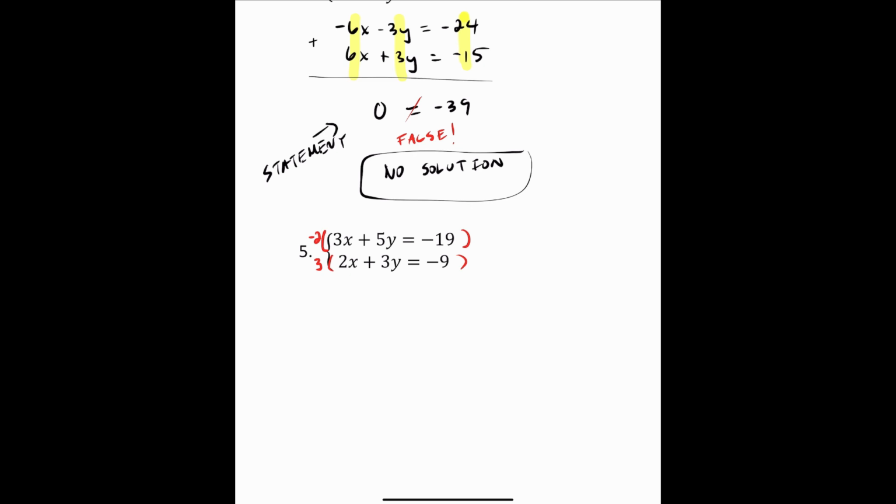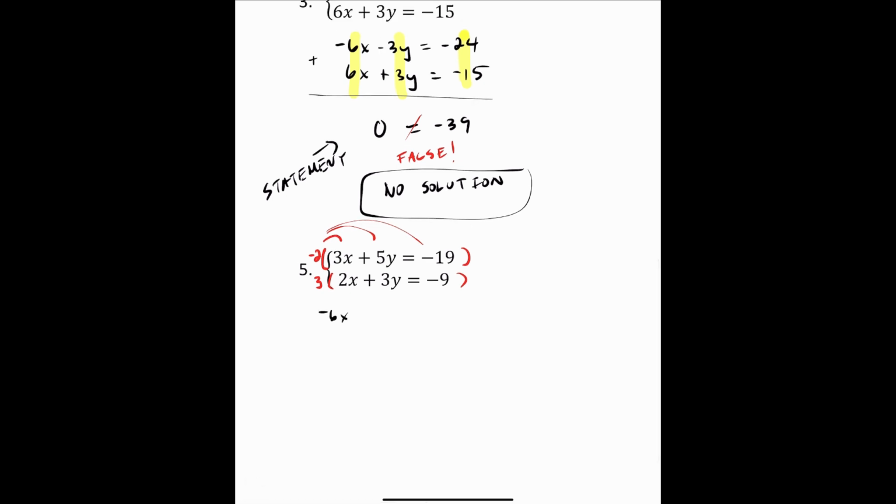So I'm going to distribute the negative 2 to each term of the first equation. Negative 2 times positive 3x is going to give me negative 6x. Negative 2 times positive 5y is negative 10y. Negative 2 times negative 19 is going to give me positive 38. And then I'm going to multiply the 3 to each term of the second equation, and that's going to give me 3 times 2x, that's positive 6x, 3 times positive 3y is 9y, and 3 times negative 9 is negative 27.